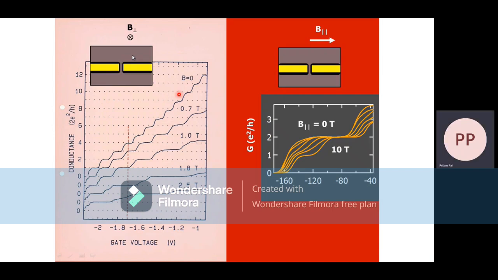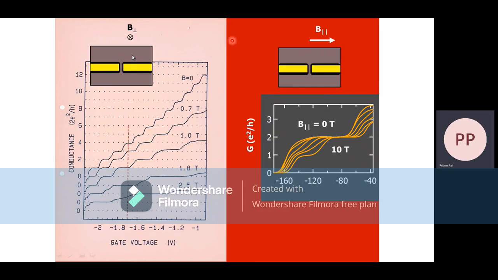Basically, it's required to go from one subband to the other. So if it takes more gate voltage to go from one subband to the other, it means that the subbands become more separated in energy. This effect, however, is not observed.